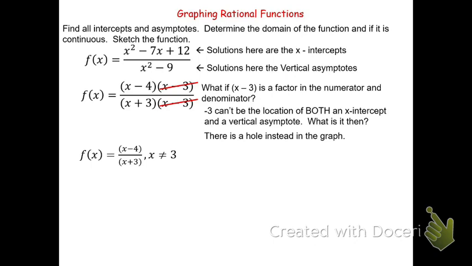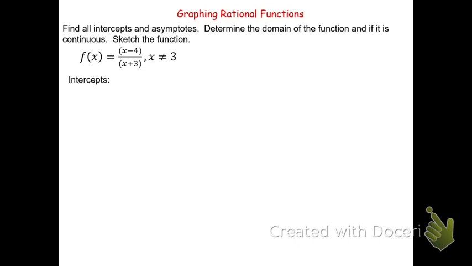All right, let's take a look at this new function and figure out these pieces that we're asked to find. Let's start with the intercepts. We know from the numerator that that's where I'm going to find my x-intercepts if the solution's real. Well, here, x minus 4 equals 0. x is 4. That's the x-intercept, (4, 0).